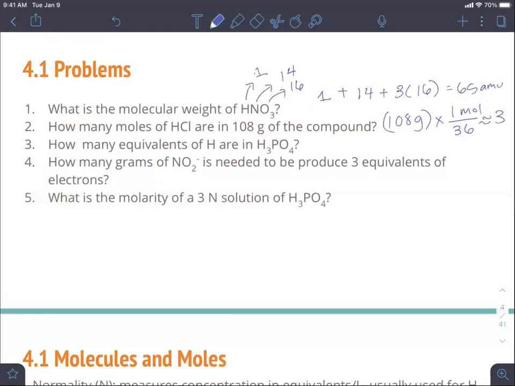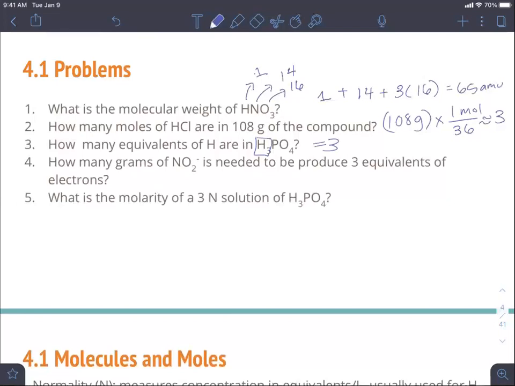Actually, no. Let me see. Yeah, so it should be about 3. Sorry, I was just making sure that my calculation was right. Yeah, so it's really simple stoichiometry. And for the MCAT, because we don't have to use calculators, you can just do really simple approximations. And then how many equivalents of H are in phosphoric acid? So this is just 3 because there are 3 hydrogens in phosphoric acid.